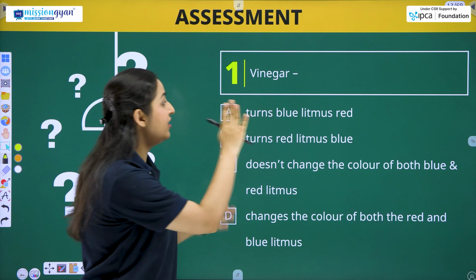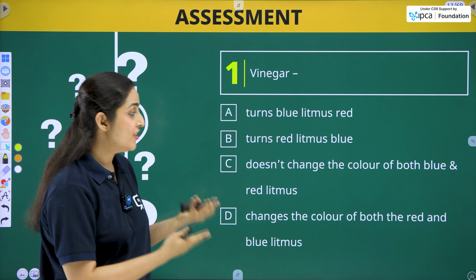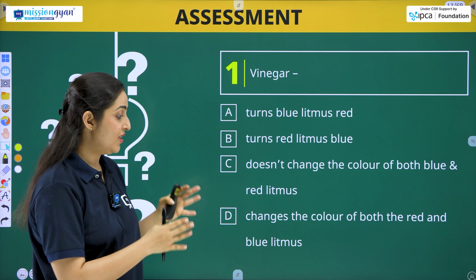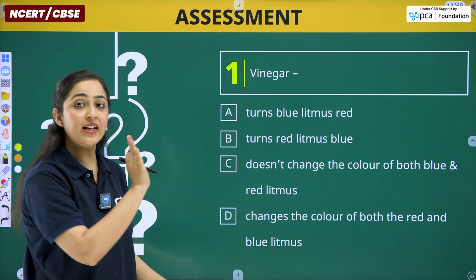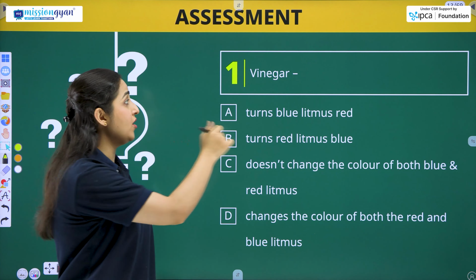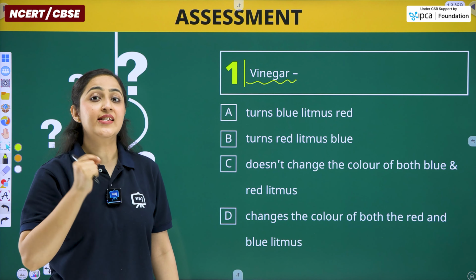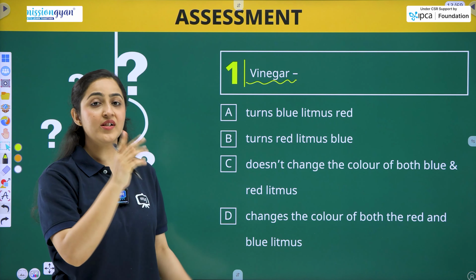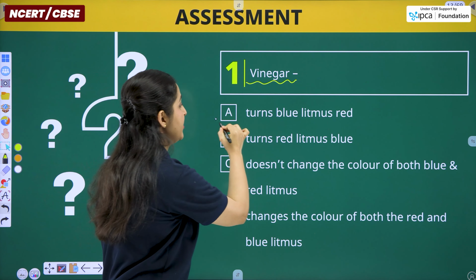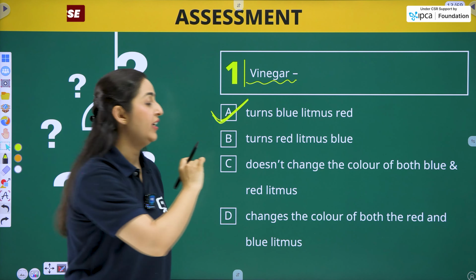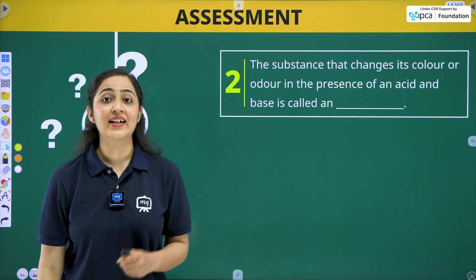So vinegar turns blue litmus red, turns red litmus blue, doesn't change the color of both the litmus papers, or changes the color of both the litmus papers. So these last two options are incorrect definitely, students, because vinegar is a substance which contains acids. So what did it do, students, if you remember from our experiment? Vinegar turned blue litmus into red. It turned blue litmus red. Okay, let's see our next one.